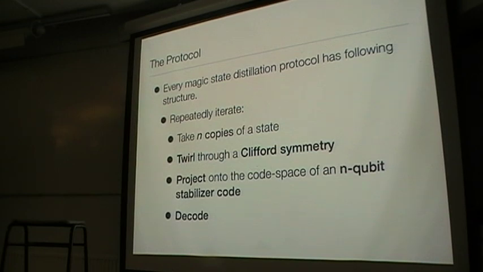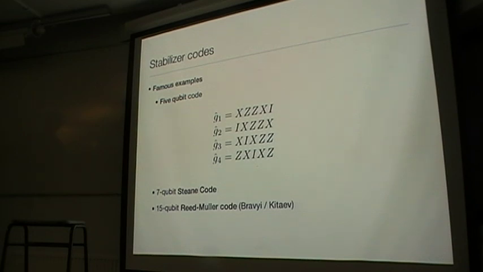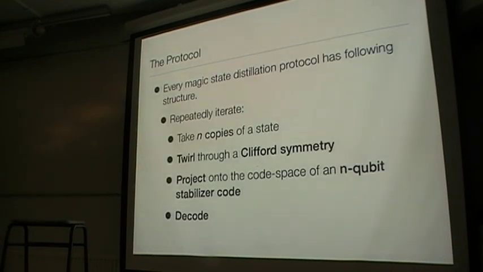Then we do one round of error detection using a stabilizer code. So we take these n qubits and we measure the stabilizer generators for a particular code, for example, a 5-qubit code, and we only accept this operation when we detect no errors. If we detect errors, in magic state distillation, we're often not able to correct those errors, so what we do is we throw the state away, and only say our round of distillation was successful when no errors were detected.